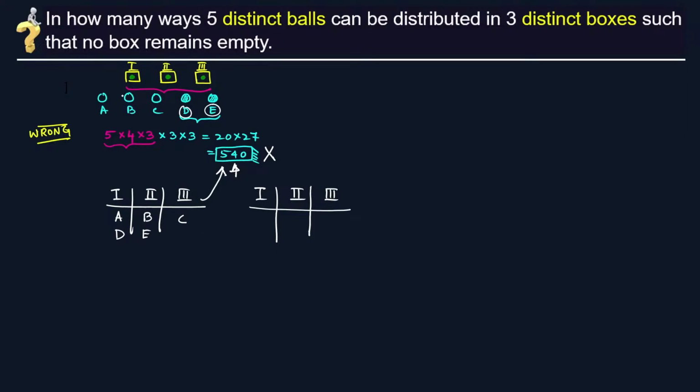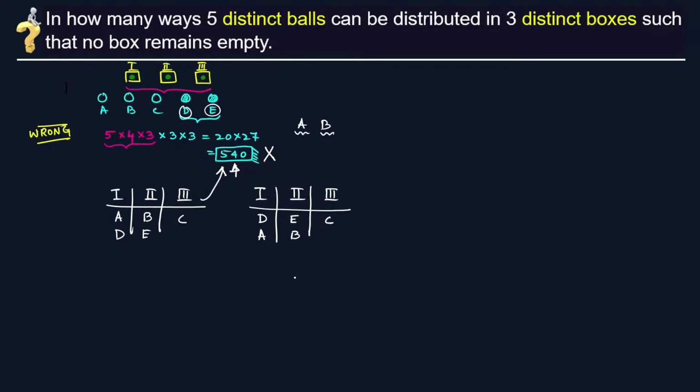Suppose in the first hand, we are placing 1 ball each in 3 boxes. Let us say D came in box 1, E came in box 2 and C came in box 3. So we are left with 2 balls, A and B. And now we have to place these 2 balls in these 3 boxes. Let us say we have placed A in box 1 and B in box 2.